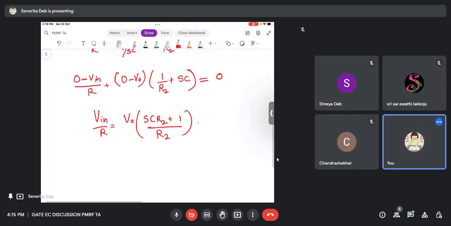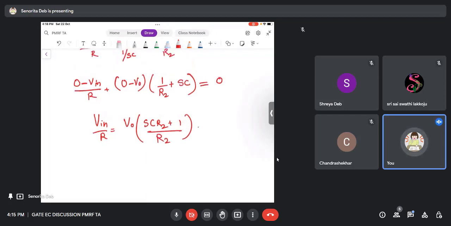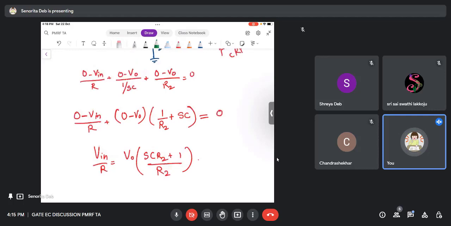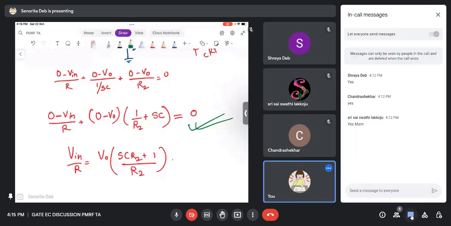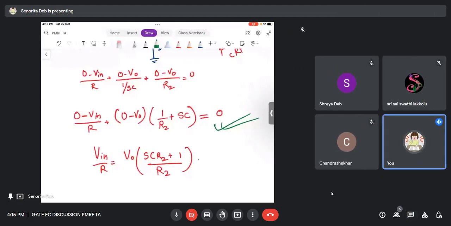You can see that (0 minus Vin) by R plus (0 minus Vo) into (1 by R2 plus SC). Any doubt in this equation that I have written? You can ask right now. Any doubts here? Okay, so there are no doubts.